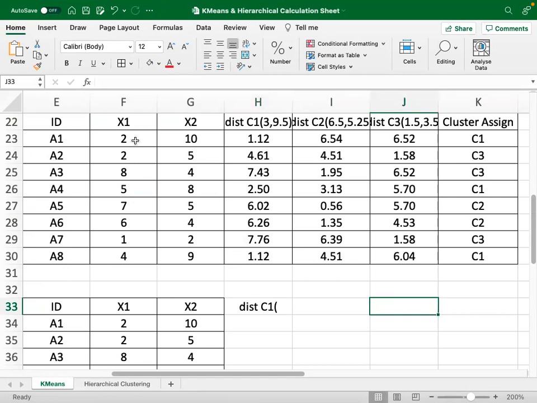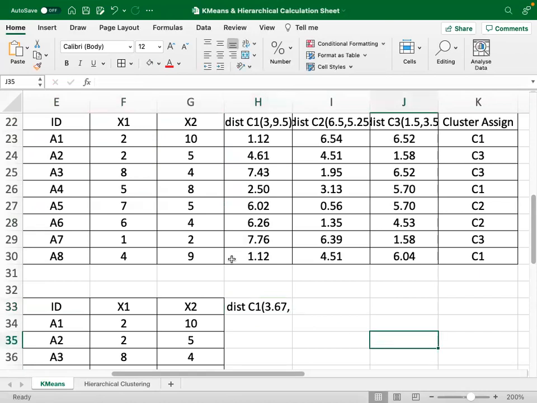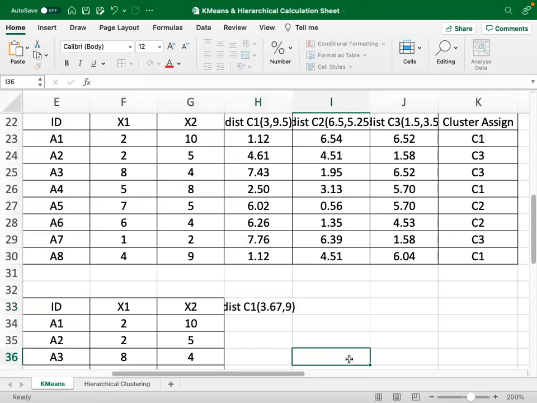Now, what are the C1s? 2, 5, and 4. The average is 3.67. 3.67 is the first one. For X2, 10, 8, and 9. The average is 9. 9 is the second cluster point.